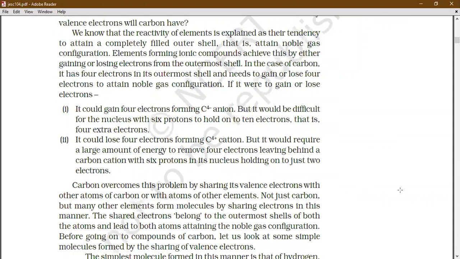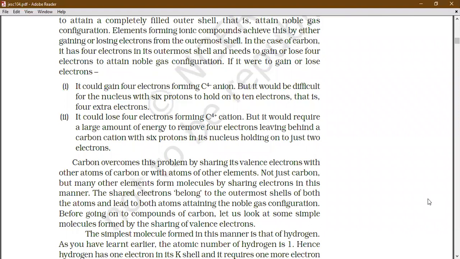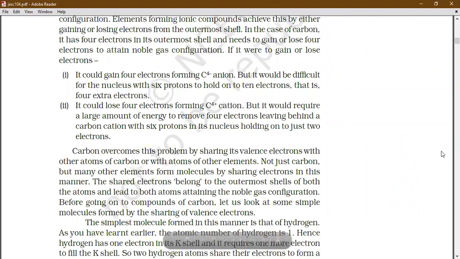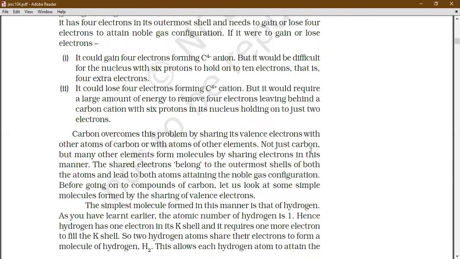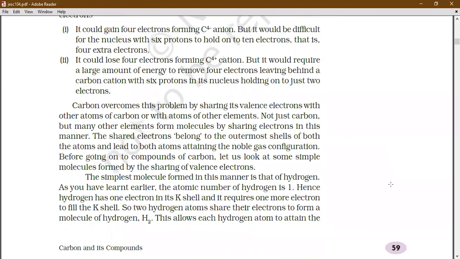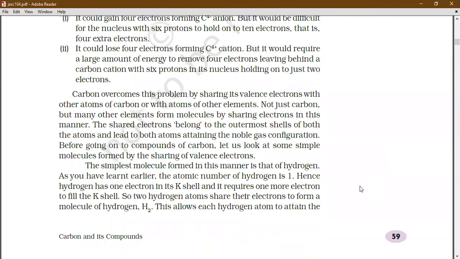It could lose 4 electrons forming C4+ cation, but it would require a large amount of energy to remove 4 electrons, leaving behind a carbon cation with 6 protons in its nucleus and holding on to just 2 electrons. Carbon overcomes this problem by sharing its valence electrons with other atoms of carbon or with atoms of other elements. Not just carbon, but many other elements form molecules by sharing electrons in this manner. The shared electrons belong to the outermost shells of both the atoms and lead to both atoms attaining the noble gas configuration. Before going on to compounds of carbon, let us look at some simple molecules formed by the sharing of valence electrons.